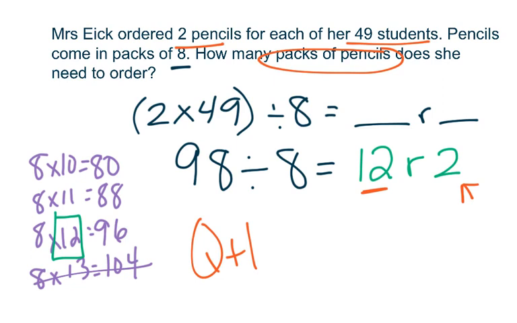In order for me to make sure everybody gets what they need, I would have to add another pack of pencils to my order. So I would need to order 13 packs of pencils. This is a quotient plus 1 problem because I want to make sure everybody gets what they need. I needed to order another pack.